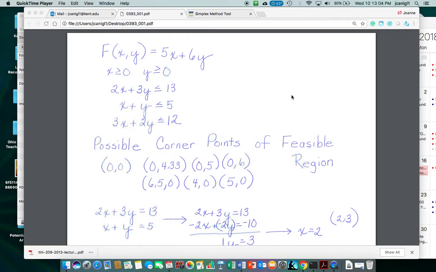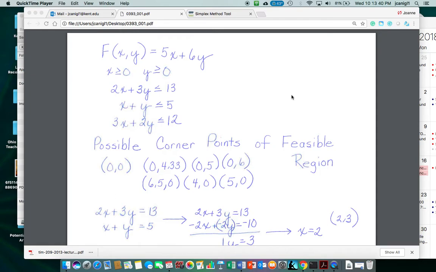Remember, these are possible corner points of the feasible region, not necessarily the corner points. And again, when we put in y is equal to 0 and we intersect that with each of the other lines, we get 6.50, we get 40, and we get 50. That seems like an awful lot of points. We are going to narrow it down.